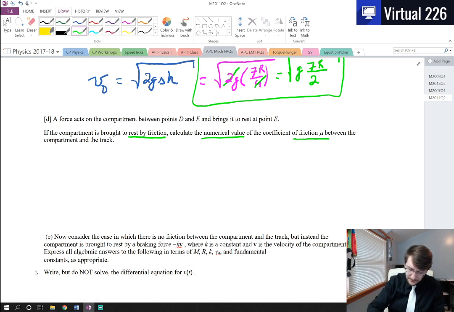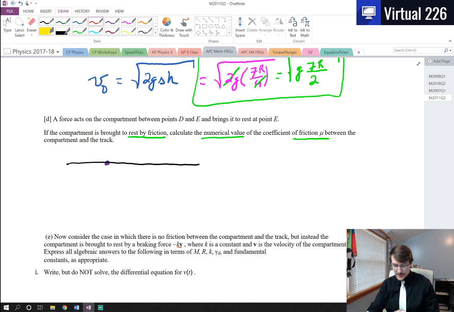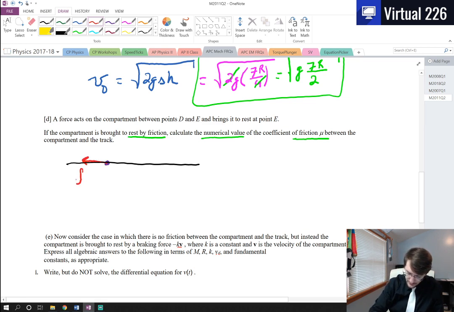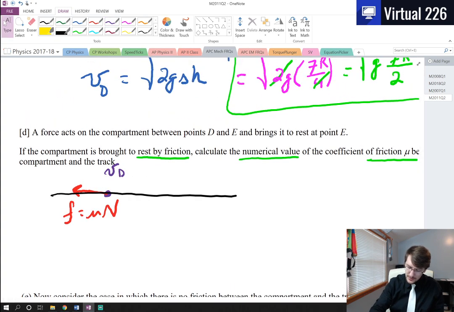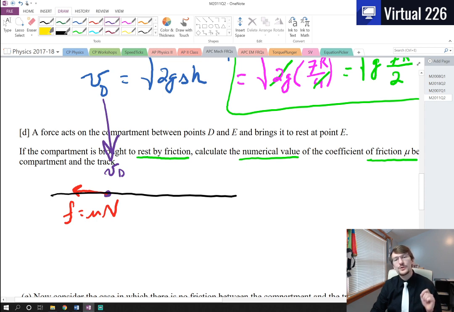Well, we know that if this cart is going on a horizontal surface here, so let's draw our surface, and it's slowing down, nothing is pushing it forward. The only thing acting on it is this force of friction, which we know is mu n, the coefficient of friction multiplied by the normal. So how can we go about this and figure out what's going on here? We know that this cart has a velocity of vd, which we found from above.